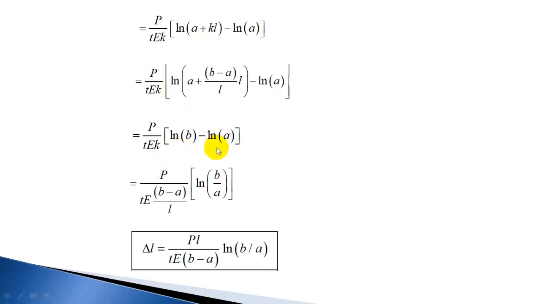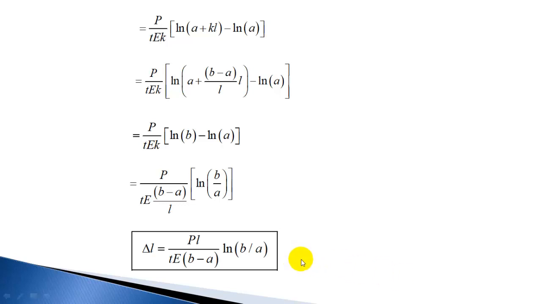Log b minus log a you can write as log (b by a), and k also I will put back, (b minus a) by L. So L goes to the numerator, and you get PL by t into (b minus a) into log (b by a). So this is the expression for change in length of a uniformly tapered bar of rectangular cross section with constant thickness, where the widths at the ends are a and b.